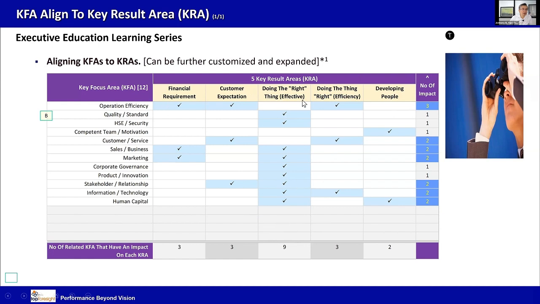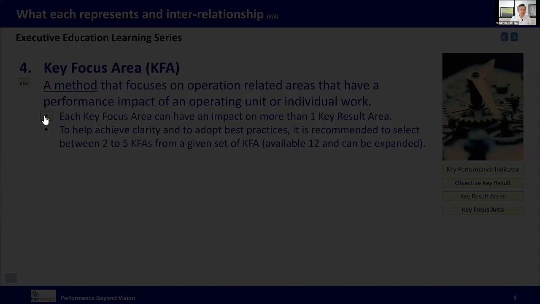In this case, for effectiveness, you notice there are 9 key focus areas that have an impact. There are 3 key focus areas that impact efficiency. Basically, this is just to give you an idea what the whole thing is about. Now, short of time, I'm going to move on.